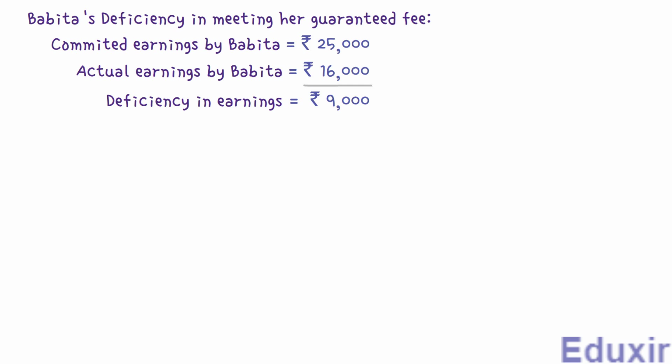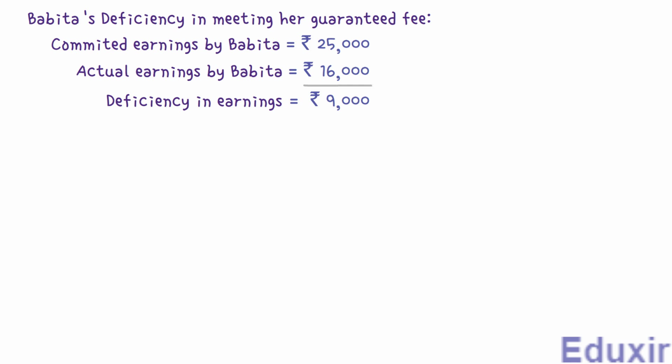So, Babita fell short by 9,000 rupees. Now, this is not a loss in the usual sense, but it does represent a shortfall in expected business. So, the question arises, who bears this 9,000 rupees deficiency? The firm or Babita herself? The partnership agreement states that this 9,000 rupees shortfall is Babita's responsibility. So, it is deducted from her capital account, not from firm's profit.